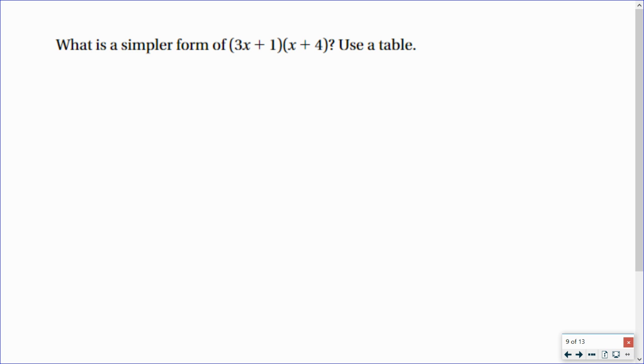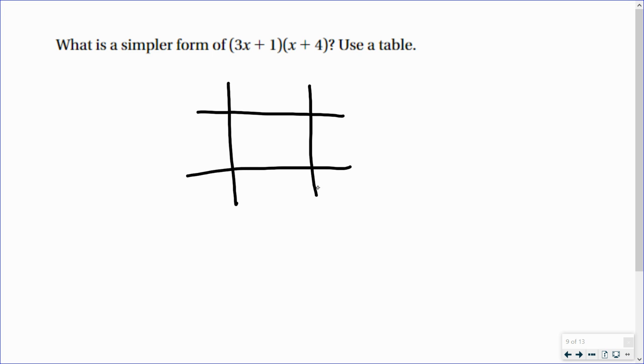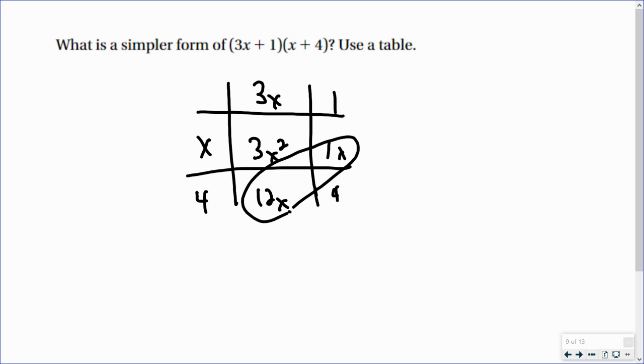Just showing you another example of this. Again, I start off on my checkerboard, basically my tic-tac-toe board. 3x and 1, x and 4. Okay, so I'm just following that. So 3x times x is 3x squared. 3x times 4 is 12x. 1 times x is 1x. 1 times 4 is 4. Again, these both have just x's. So I'm going to put the 3x squared first, and I'm going to combine those to get 13x, and that to get my 4. Now, there's nothing wrong with this method.